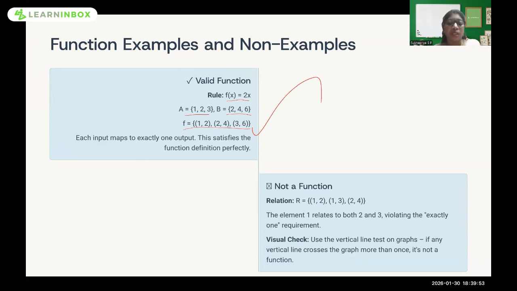But here 1, comma 2; 1, comma 3; and 2, comma 4. For 1, it relates to 2 and 3. It relates to 2 and not just 1. So it is violating a requirement and thus it is not a function.